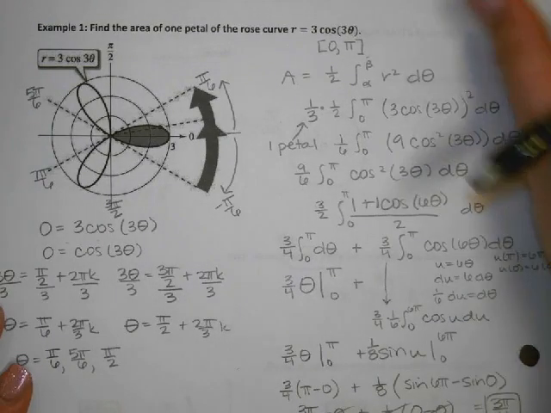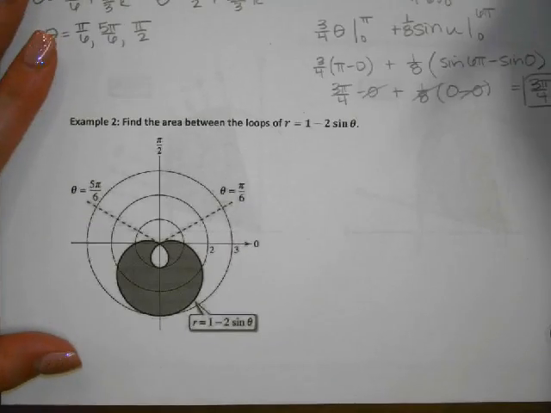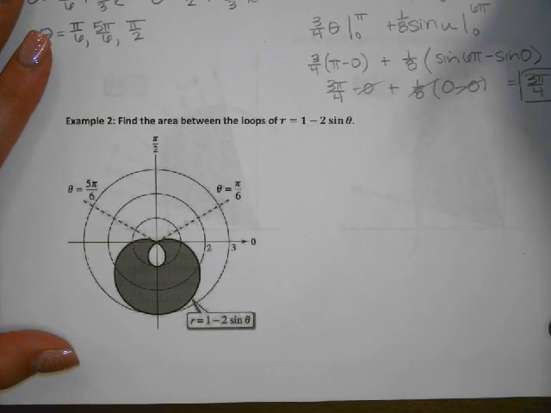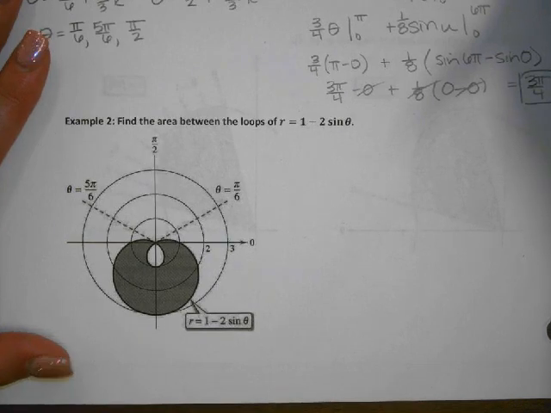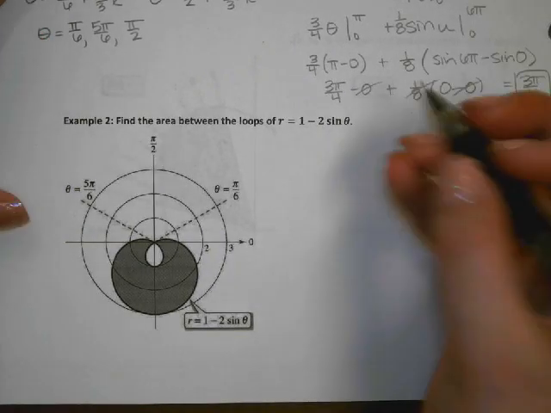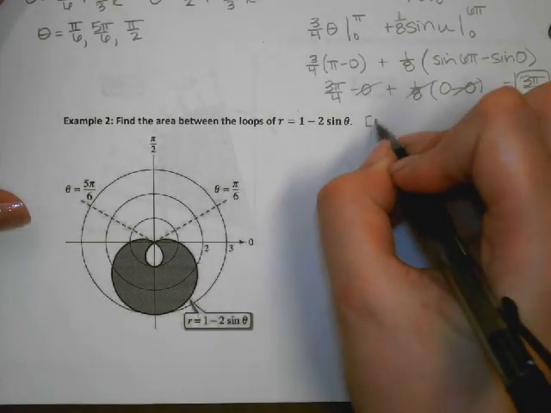All right, next we have a limacon. Limacon? I don't remember. We looked it up, but I can't remember how it's pronounced. With an inner loop, and so we know these are 0 to 2 pi.